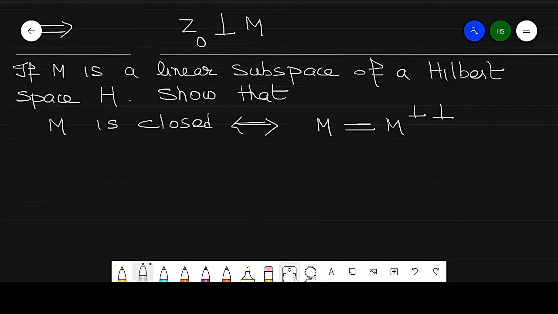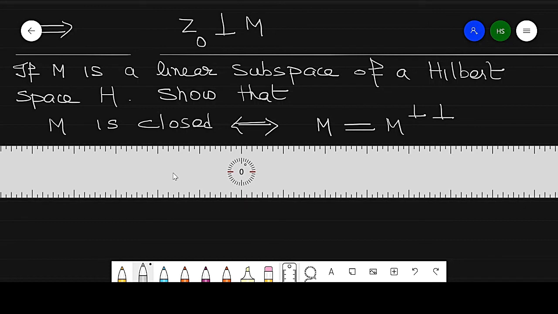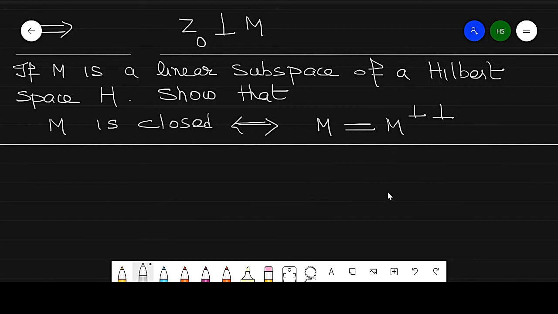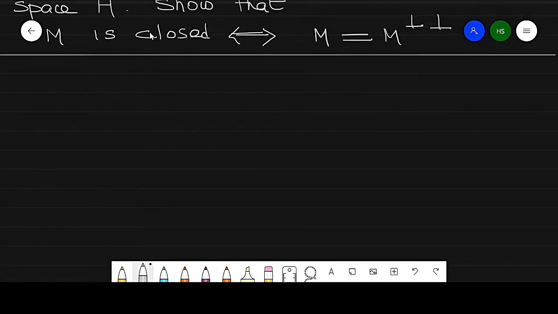So it is in two ways. If the given condition is right, then M is closed. If M is closed, then the given condition is right. Now to prove this result, first I take one part. Suppose first that M is equal to its double orthogonal complement.